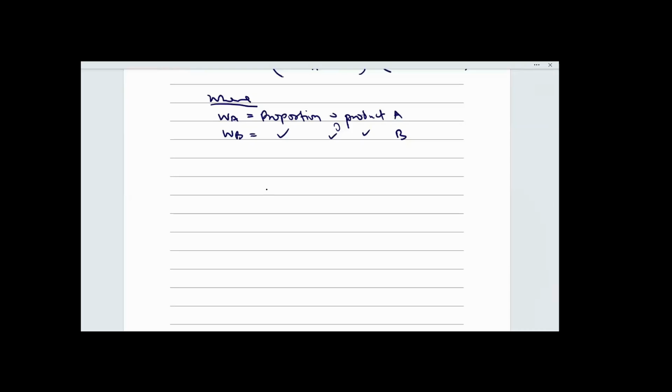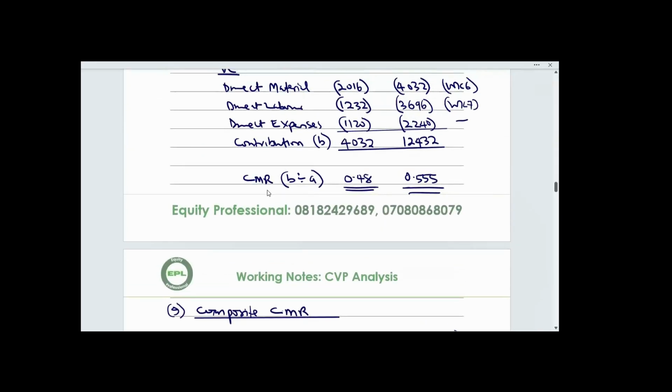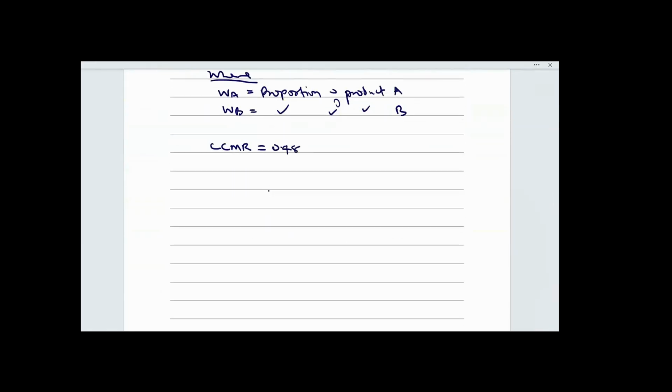So the composite contribution margin ratio will be equal to, for product A, the contribution margin ratio of 0.48 multiplied by 0.20, since 80% is attributable to product B and 20% is for product A. Let me do it this way so that it will be clearer: 0.20 for A, 0.80 for B. Plus 0.555, the contribution margin ratio of product B. Let me rewrite it.